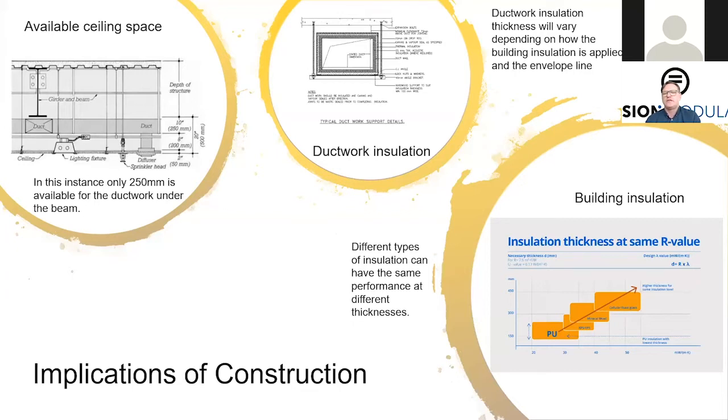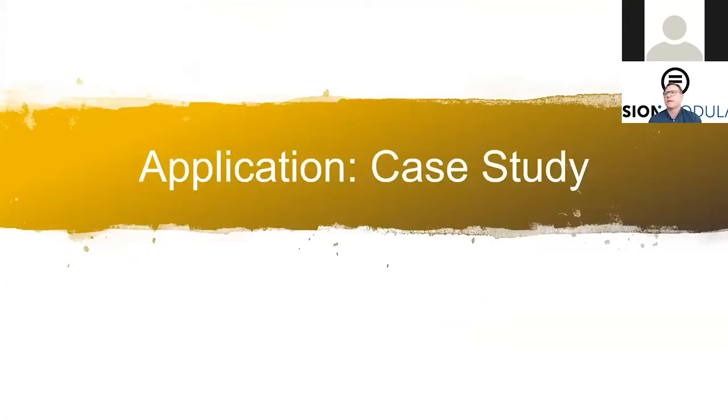So having an understanding of what is available or what options there are for both the building insulation and your ductwork insulation may help you solve some spatial constraint issues on projects. So let's have a look at the case study.